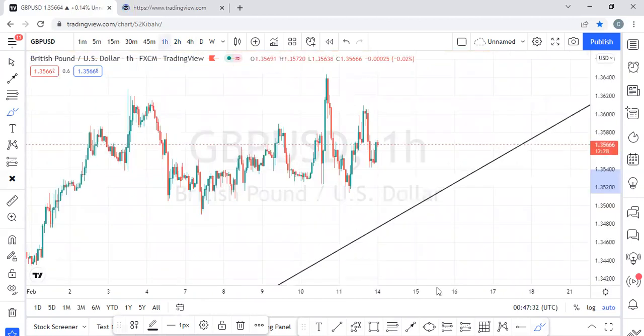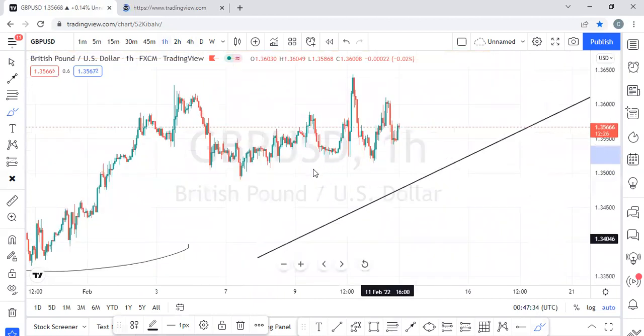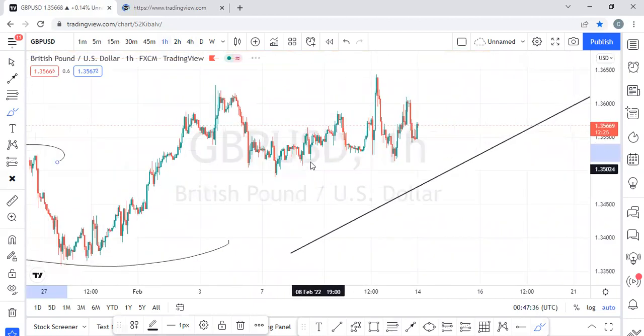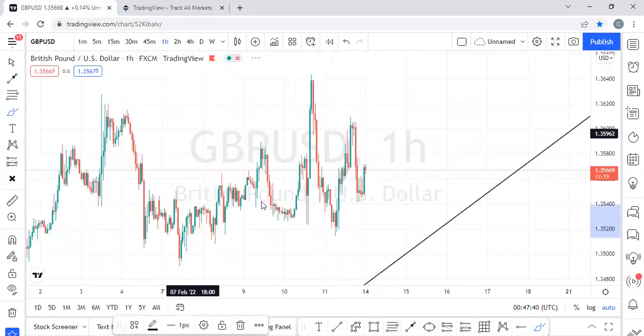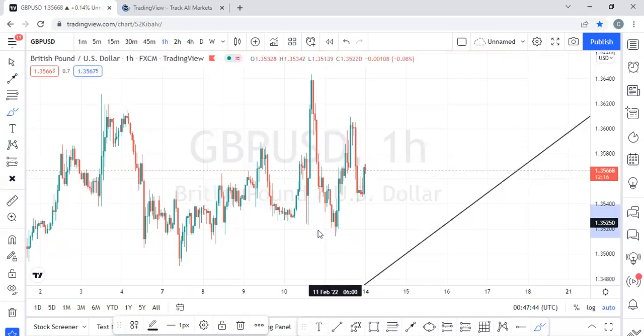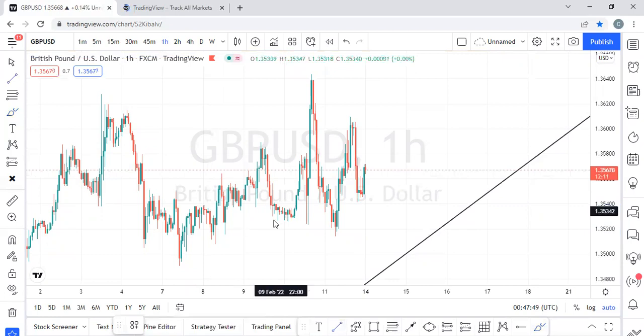Okay. I expect this market to buy all the way up. So we're just looking for potential trade ideas. We could take it now. You can see there's a kind of liquidity sweep at this point here. All these lows were cleared by this candle.